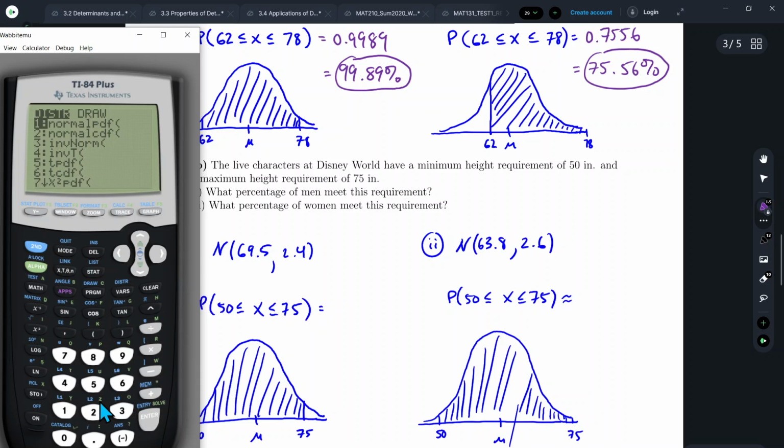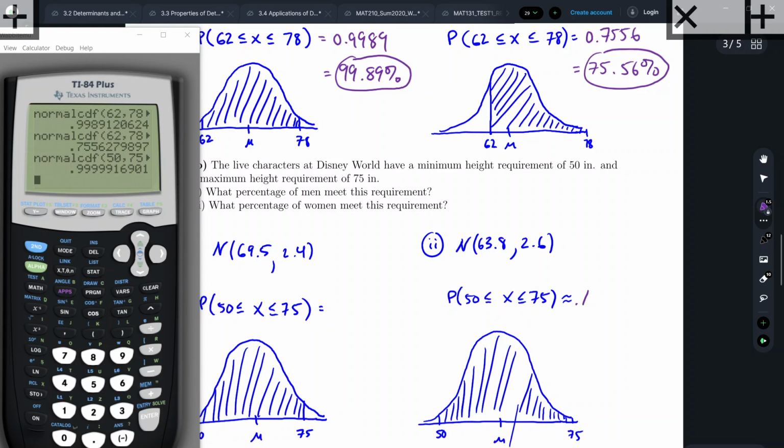Actually, let's calculate the women first, because the mean and the standard deviation are still saved from before. Right, so this is for the women. The lower bound is now 50, the upper bound is now 75, and so when we calculate the probability, we get 0.99999. Once you round up, this is already about 100%. So this is 1.0000, or approximately 100%.